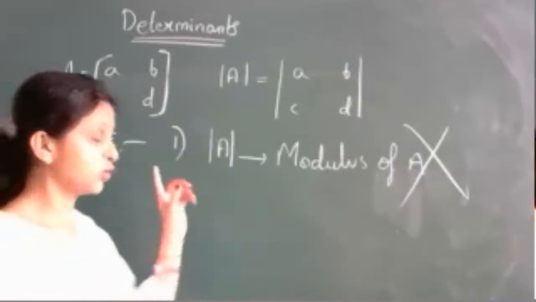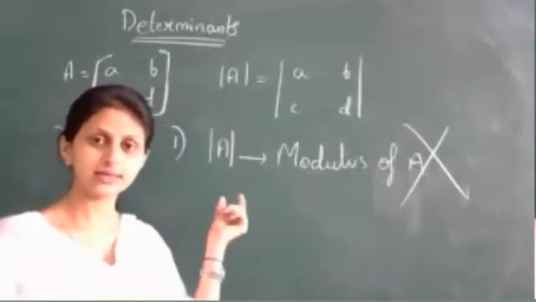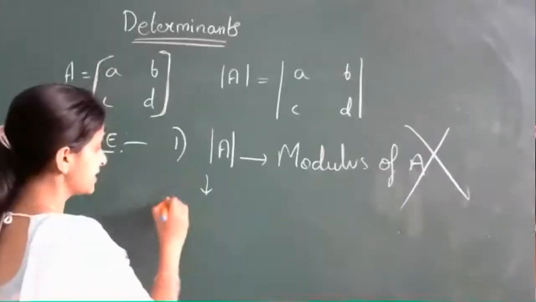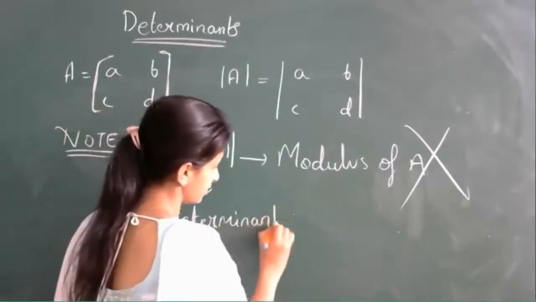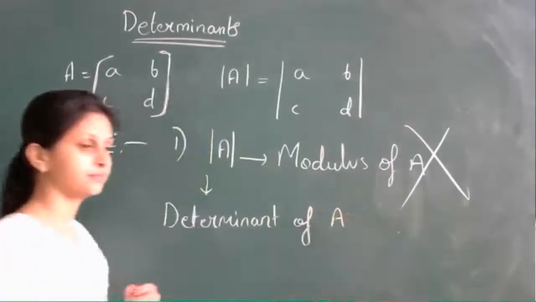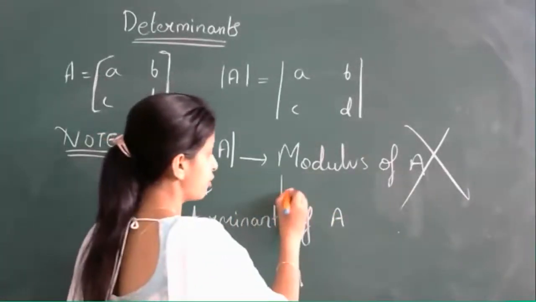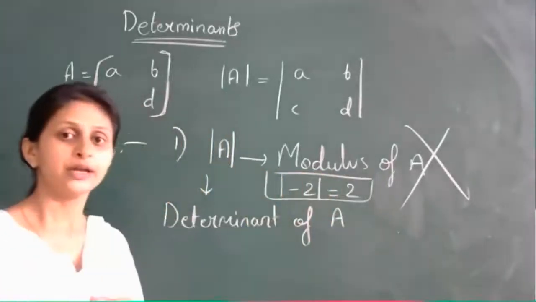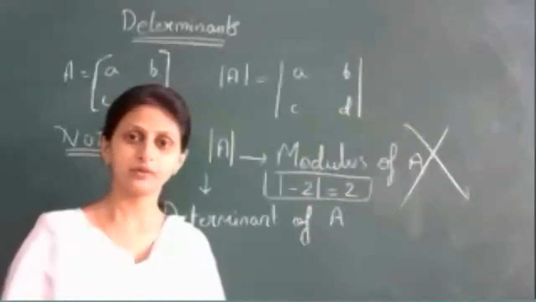First important note is whenever I write this A set between two straight lines, that doesn't mean modulus of A. In fact, it is called the determinant of the matrix A. Because modulus means we write the numbers between two straight lines, right? Modulus of -2, what is the purpose of modulus here? It makes all negative numbers positive and all positive numbers remain the same. We all know this about modulus of numbers, right?